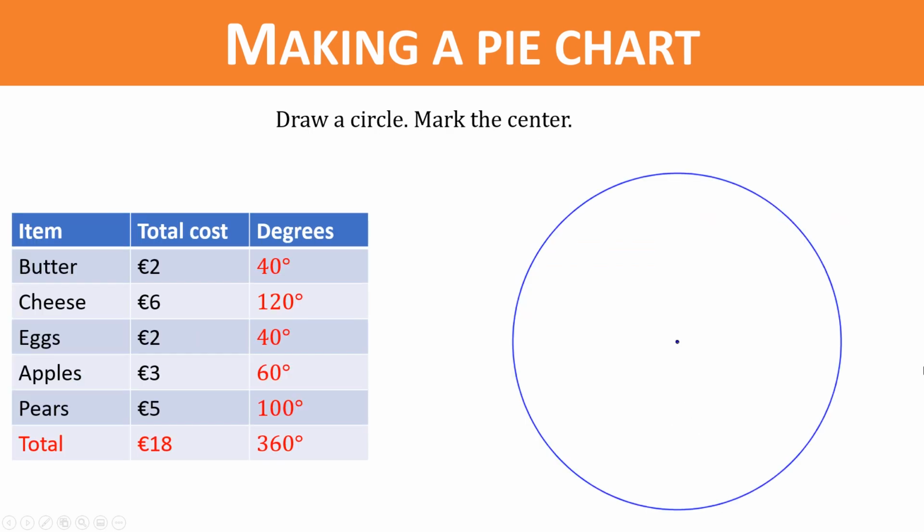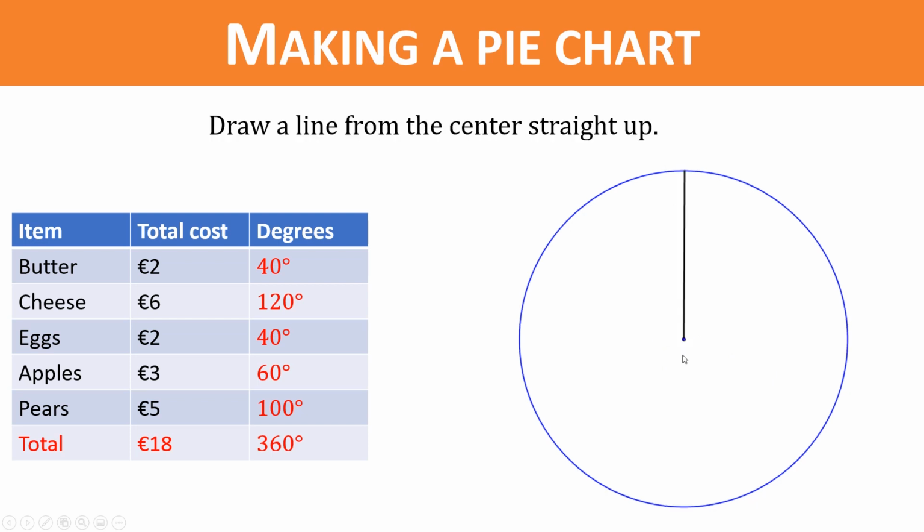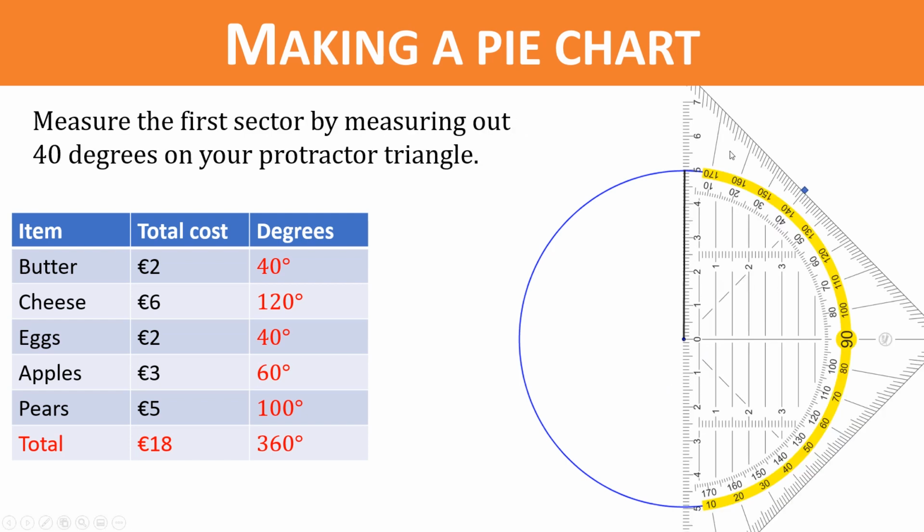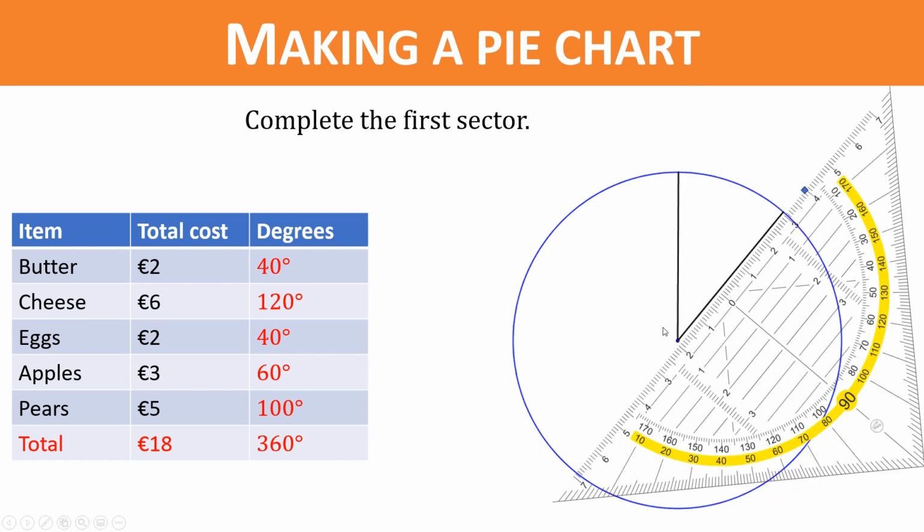And this is simply a matter of drawing angles from the center of the circle. So you draw the circle, you mark the center, and then you start by drawing a radius vertically from the center. And then you position your protractor or protractor triangle, make sure that the 0 point is on the center because this will be the vertex of every angle. And then you measure out 40 degrees. It will be an acute angle, so we stay on this side of the triangle. So we count 10, 20, 30, 40 degrees, mark this, and then draw another radius. And this is now a sector of 40 degrees corresponding to butter.